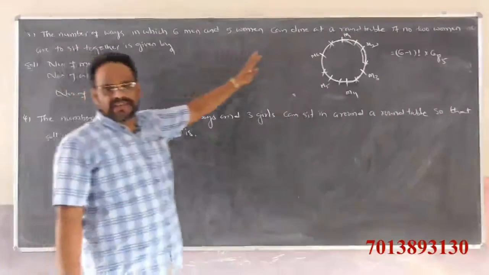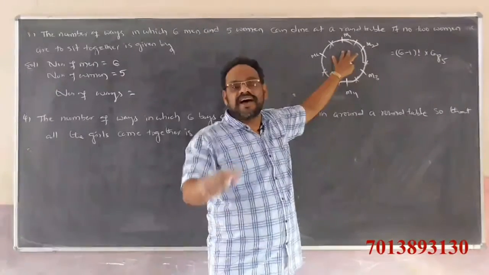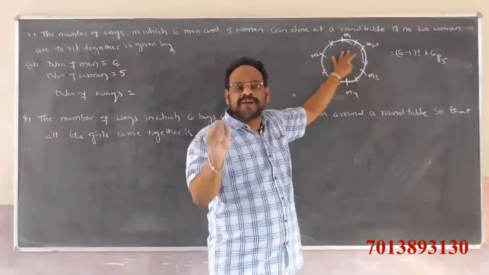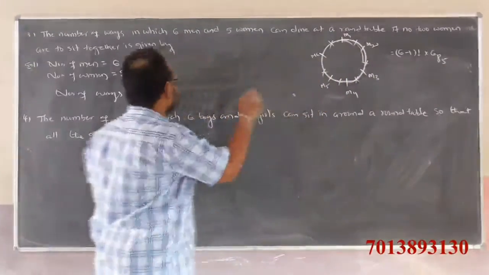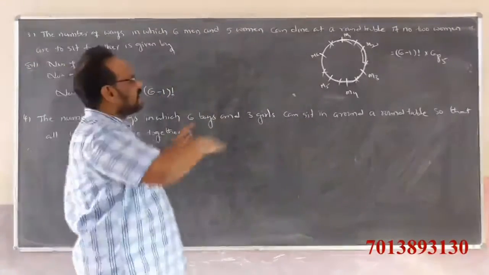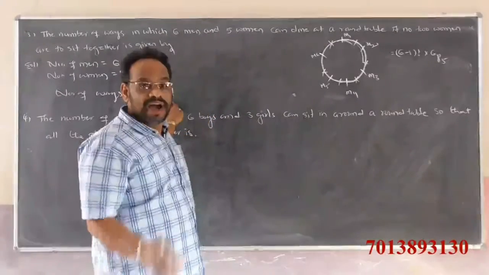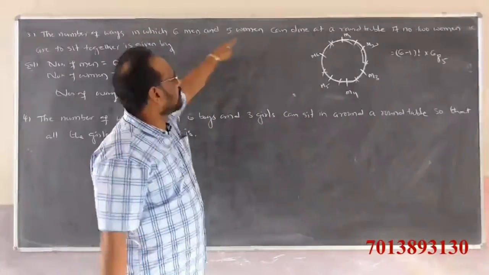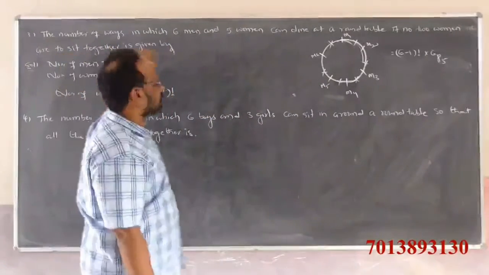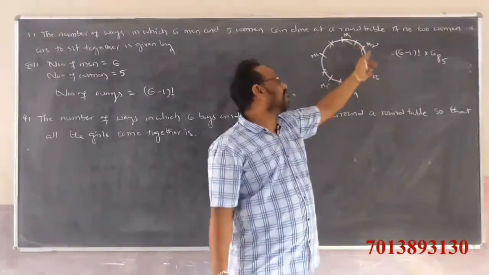Clearly, first of all, we arrange the men. How many ways to arrange them at a round table? We have a formula, that is n minus 1 factorial. So around a circle, the men are arranged in 6 minus 1 factorial ways. After that, they gave one condition, that no 2 women sit together. So women must sit only in between these gaps.